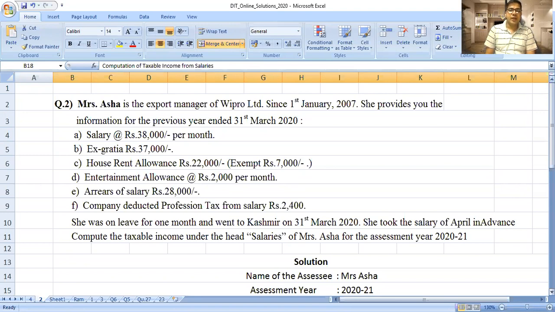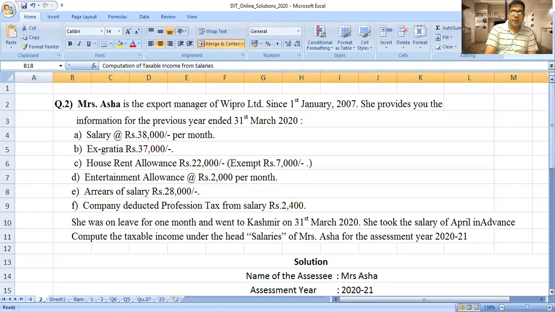Entertainment allowance at the rate of rupees 2,000 per month. Arrears of salary rupees 28,000. Company deducted professional tax from salary, rupees 2,400. She was on leave for 1 month and went to Kashmir on 31st March 2020. She took the salary of April in advance. Compute the taxable income under the head salaries of Mrs. Asha for the assessment year 2020-21.